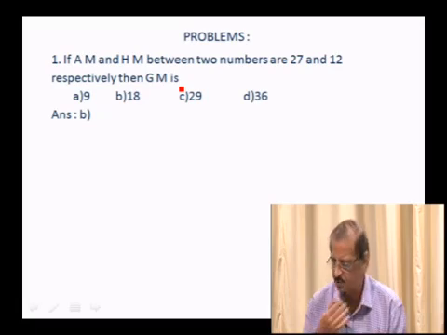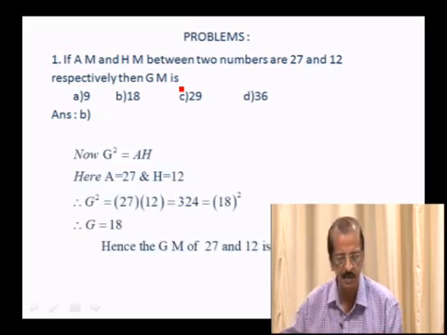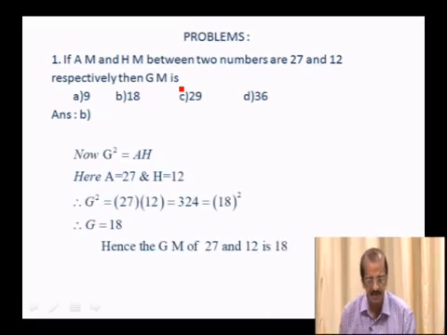You know that G square is equal to AH. Use that formula. Here A is 27 and H is equal to 12. So, G square is 18 square. So, G is equal to 18. So, answer is this option B.